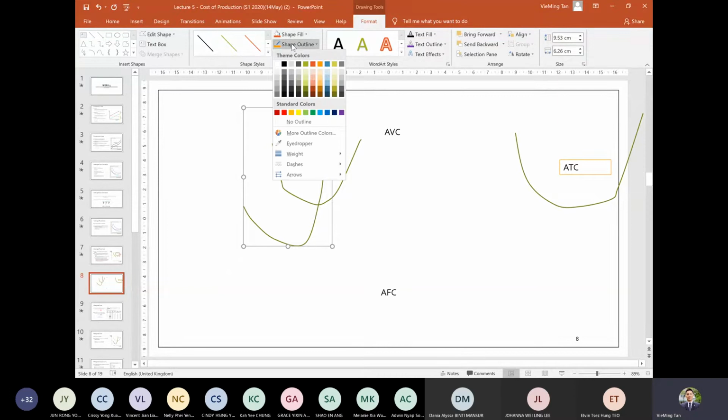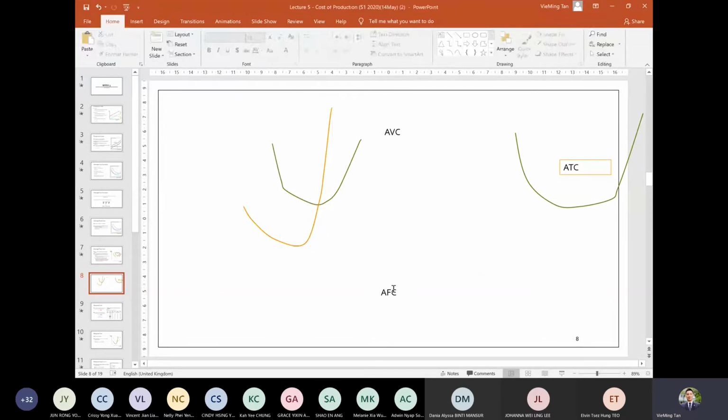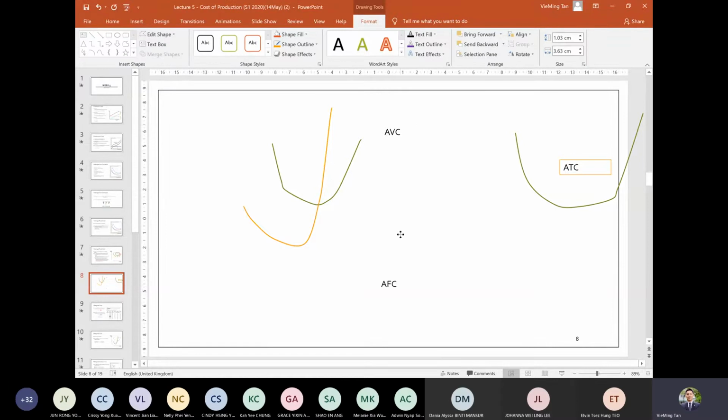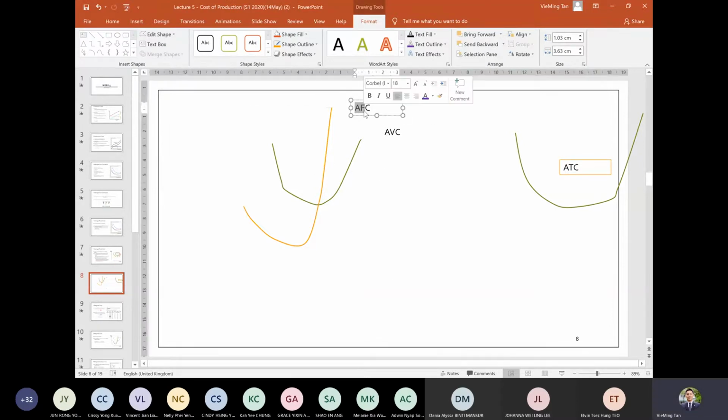I want to use another color, orange, and name this as average. This is the marginal cost. So you may find that the marginal cost will cut at the minimum point of the average variable cost. And there is a very interesting phenomenon. When the MC is cutting the average variable cost, the AVC is increasing.